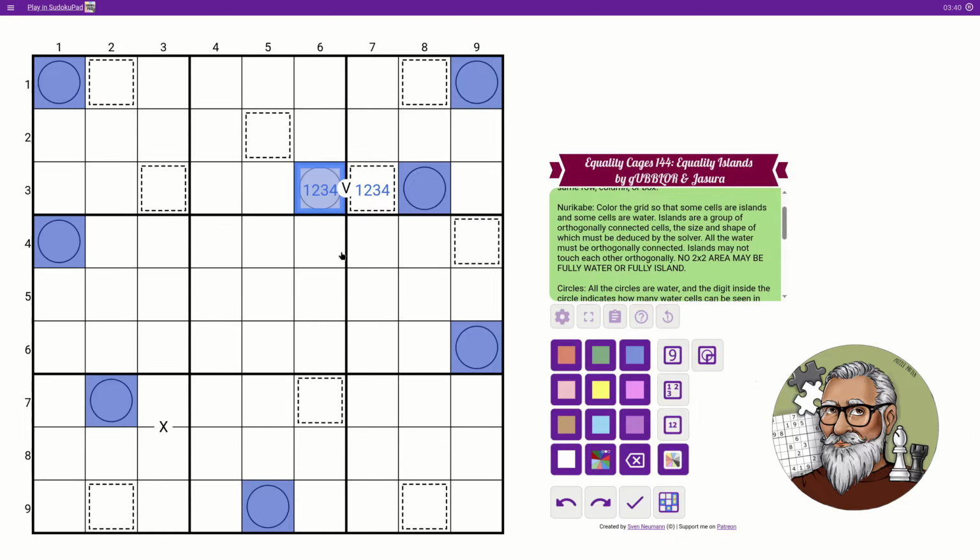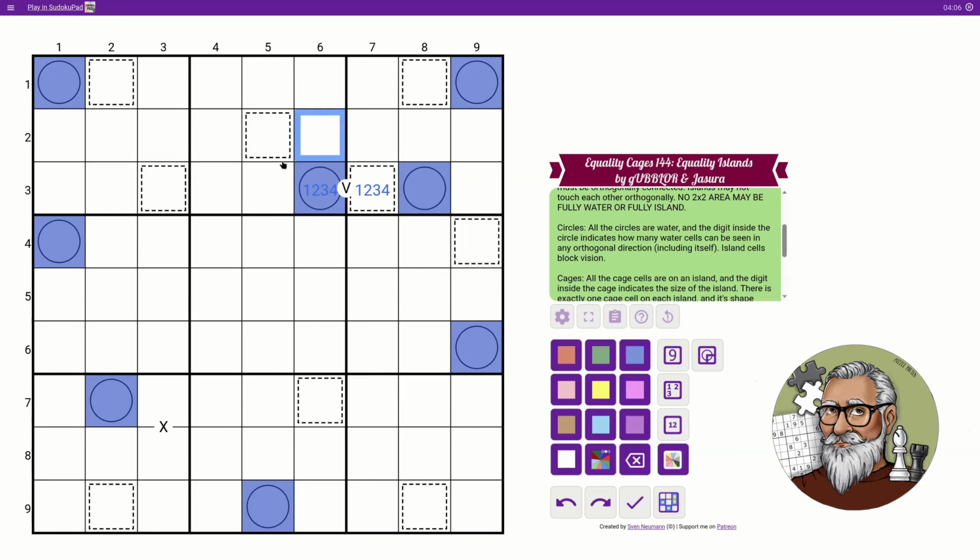Though this one is the maximum, well, it's not the maximum. It's the number of water cells that you can see from here. If it's only one, then it would be just itself. And island cells block vision. So at least to the right, it's already blocked. Could be one, right? All of those could be islands. Interesting. So what's the maximum we could have here? 2, right? So this is 1 or 2.